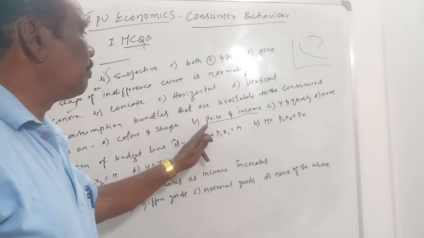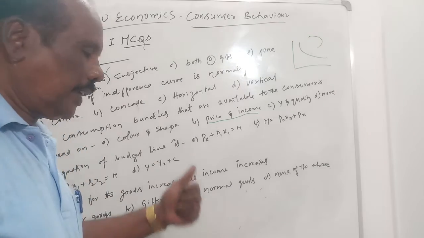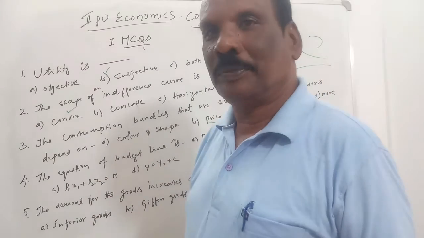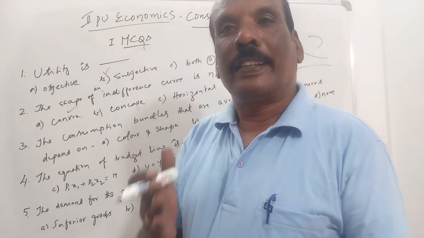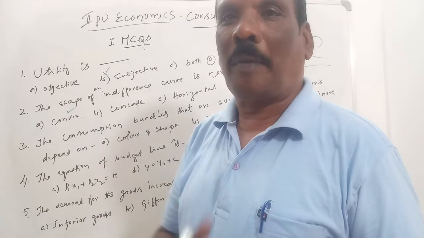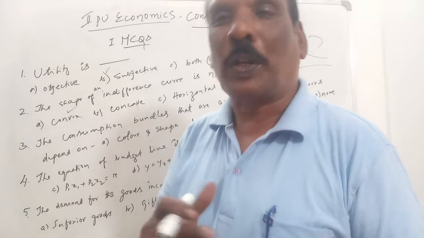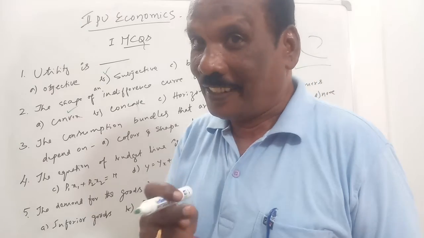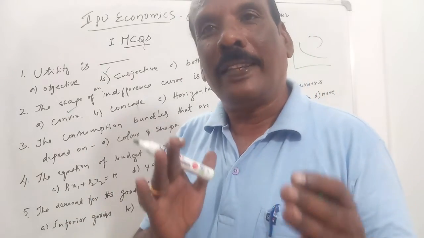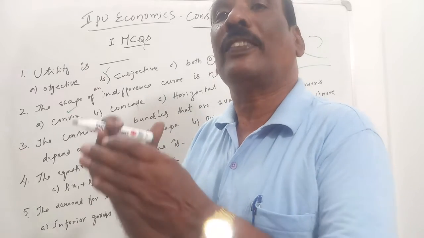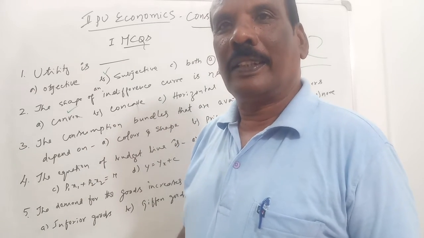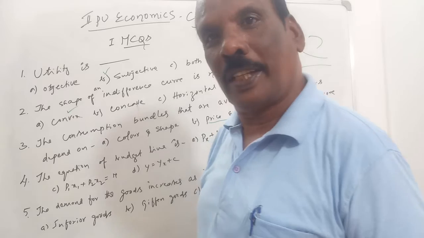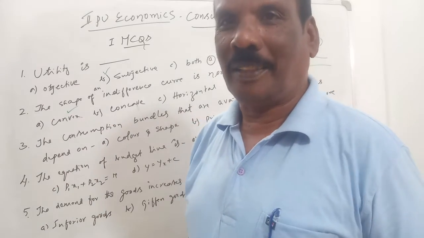You have to write price and income. Coming to the fourth one. The equation of the budget line is the price of X1 commodity and the price of X2 commodity must be equal to the income of the consumer. Please understand, to answer this, the price of X1 commodity and the price of X2 commodity are equal to the income of the consumer. So here M denotes income.